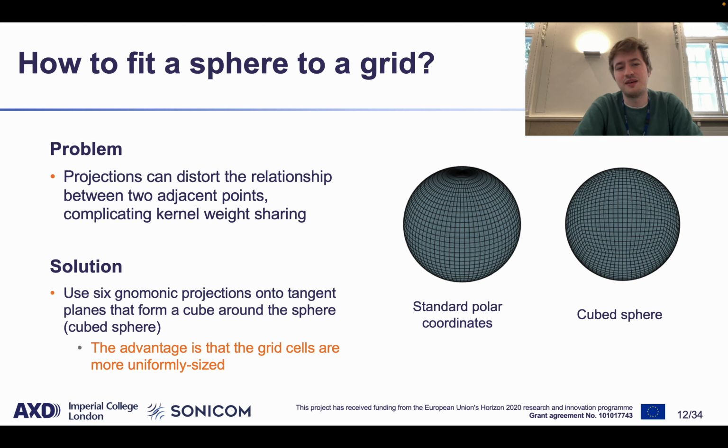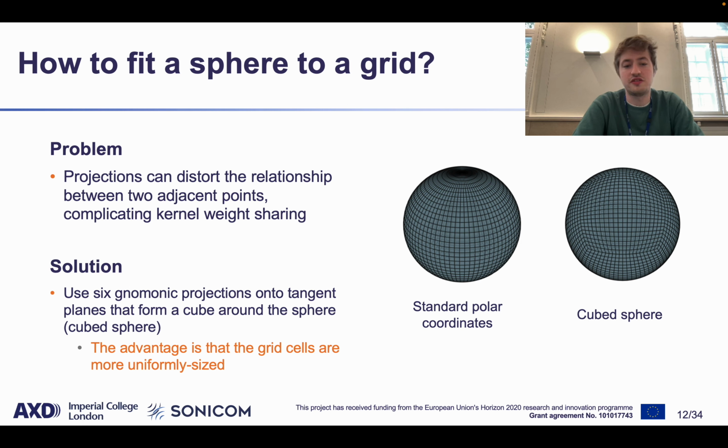So if you've ever looked at a map, something like Russia, the country Russia looks very big relative to its actual size, and that's because of the projection that's used. But there are some projections that try to keep adjacent points closer together and try to keep hold of those relations in terms of the distance. And one of those is the cube sphere.